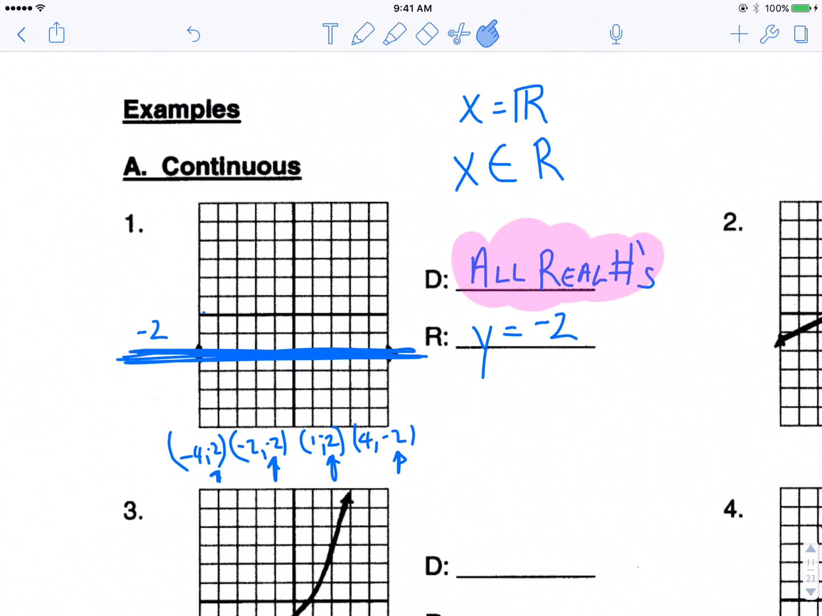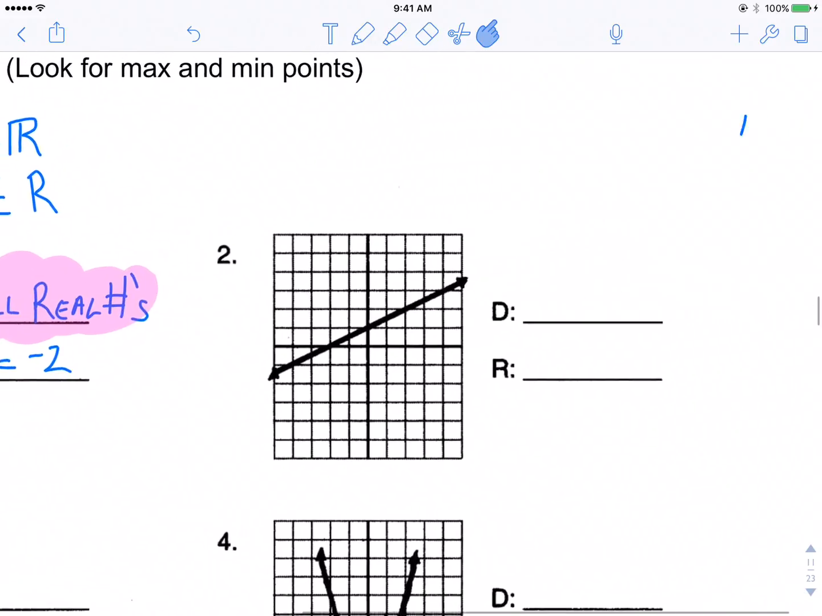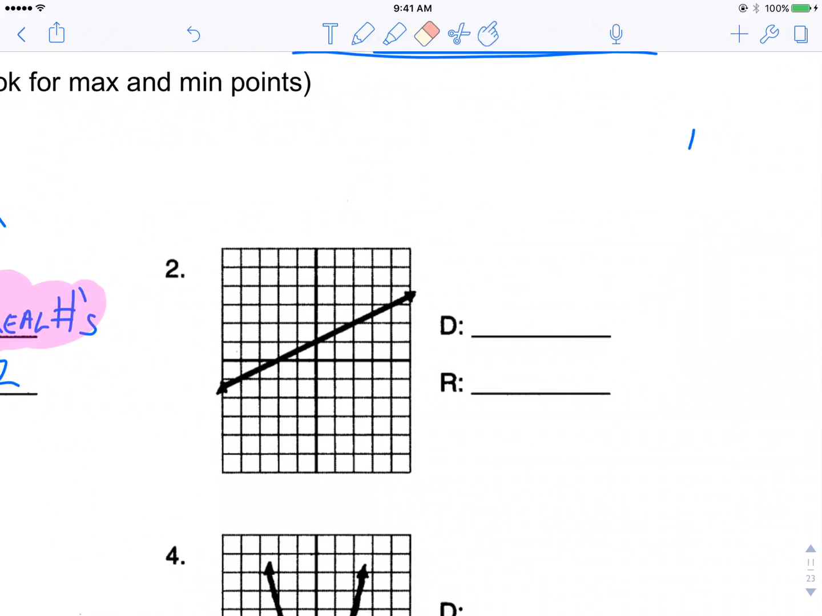Okay, so I'll do example 2 with this video, and then I'll jump over and start a new video for 3 and 4, and then 5 and 6 again. So there's example 1. Example 2, again, we have a continuous graph. We have a continuous graph because we have these fancy arrows on the end. So it's continuous. That's what it means.